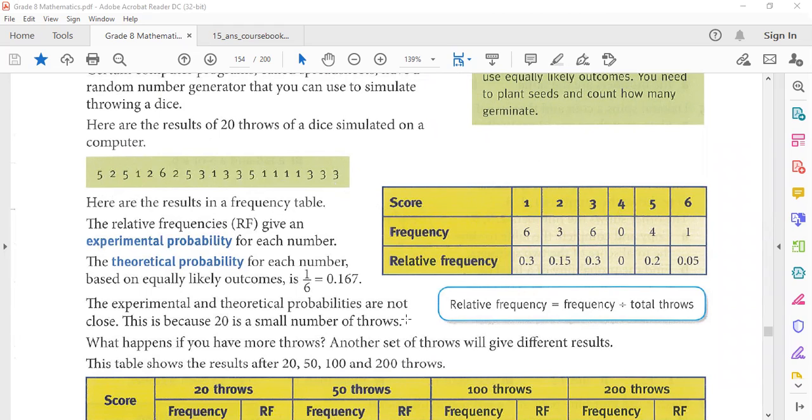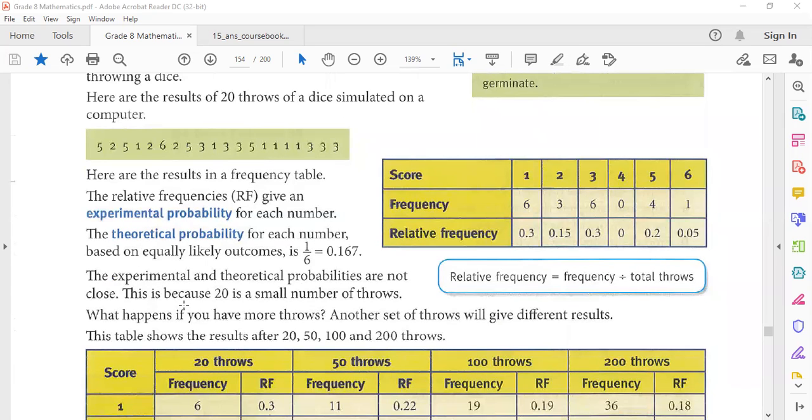So here is the frequency, here are the scores and here is the relative frequency. Relative frequency actually gives an experimental probability for each number, and the theoretical probability for each number is based on equally likely outcomes, like how many times 1 will come, or any digit, so it's 1 by 6. Experimental and theoretical probability are not close. This is because 20 is a small number of throws.